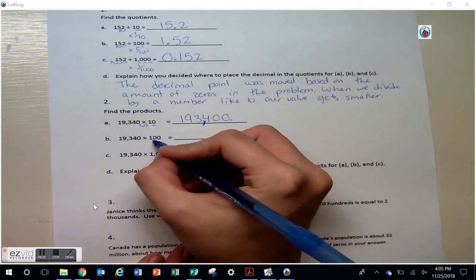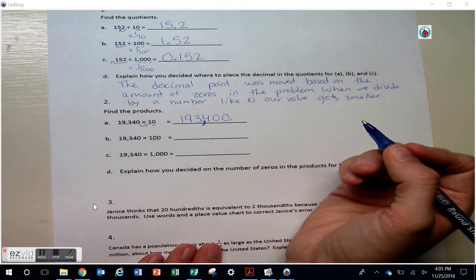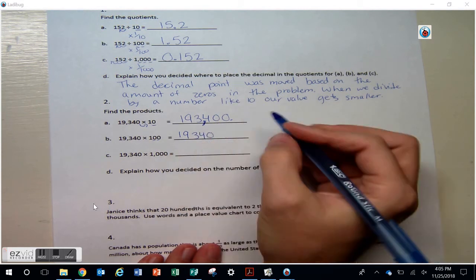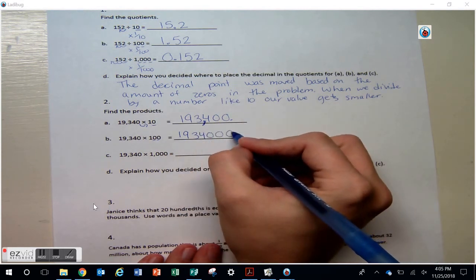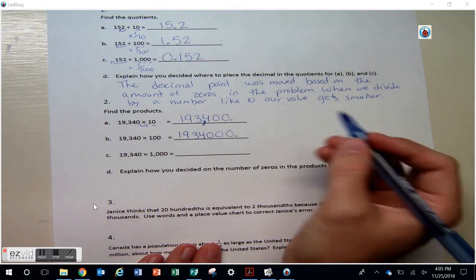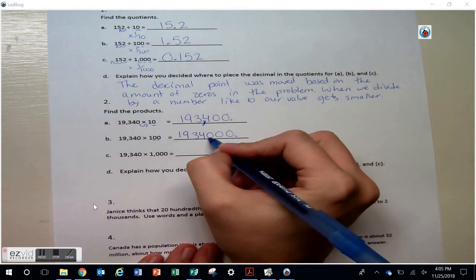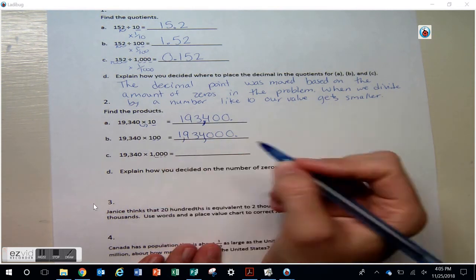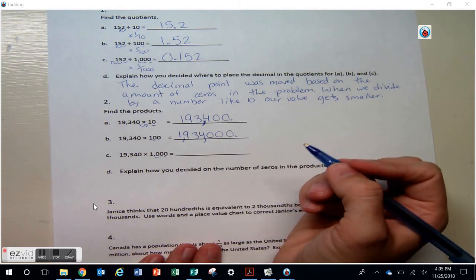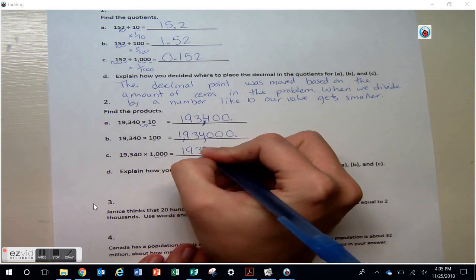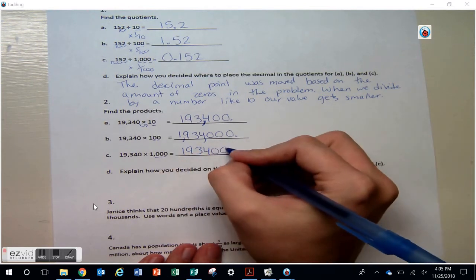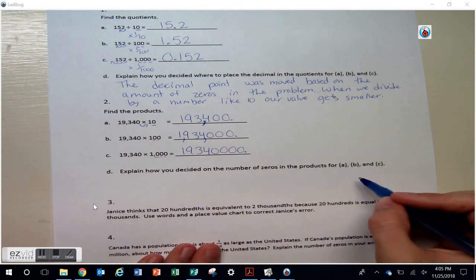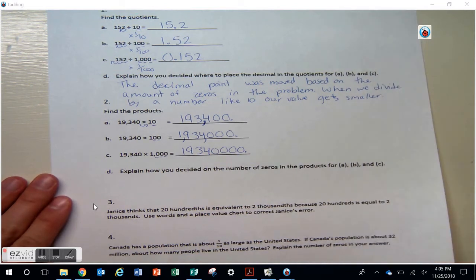Here I'm multiplying by 100, 2 zeros in my problem. So I multiply, and I move one place value, two place values, place my invisible decimal point, 1, 2, 3, put a comma, 1, 2, 3, put a comma. I'm multiplying by 1,000, so I'm multiplying by 10 3 times, 19,340, so that means I'm going to move it one place value, two place values, three place values to make it bigger. Explain how you decided on the number of zeros in the products for A, B, and C.